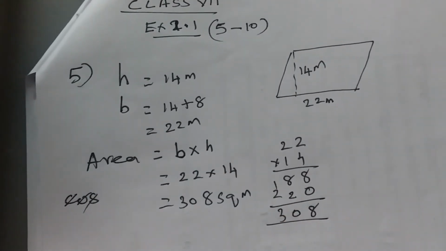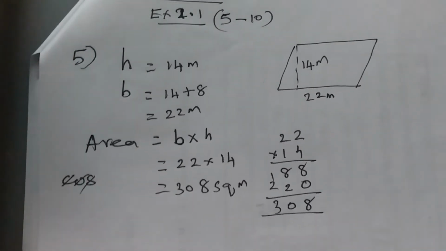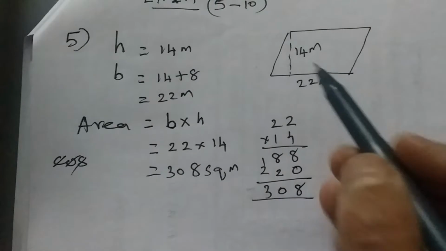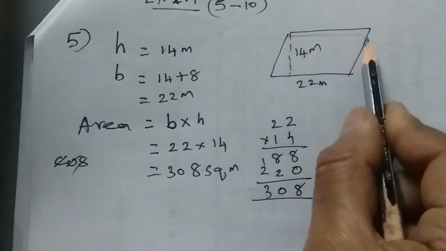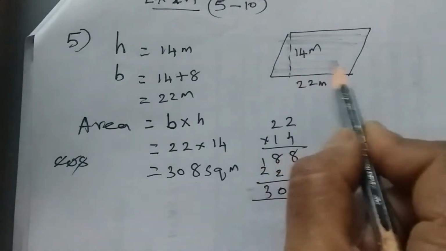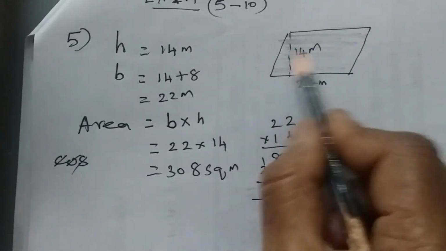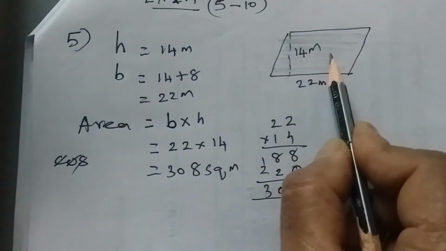Is the sum over? If the question is find the area of the ground, the sum is over. But the question is find the cost of leveling the ground. We are going to level it now. It is not very even, the ground. So we have to level the ground to play. For playing games, it has to be leveled first. So for leveling, we have to find the cost.